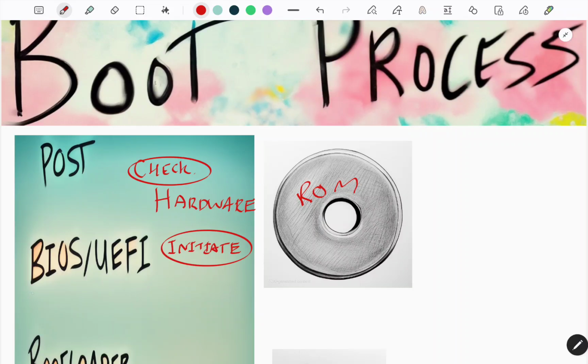BIOS is what? Basic input output system, right? Okay, over here, this is the BIOS and then this is UEFI. The difference is what? This is a slash, right? So slash means it's the same, but there's a difference. Basically, BIOS is the old one.